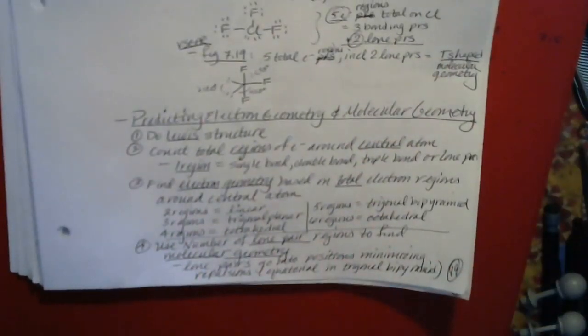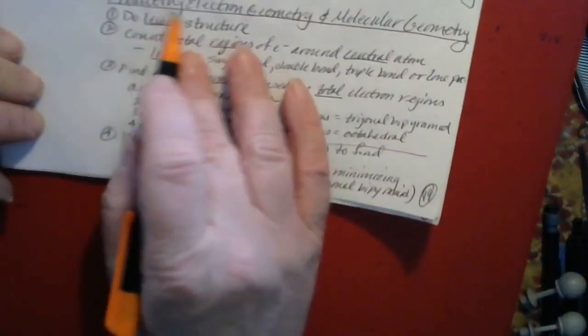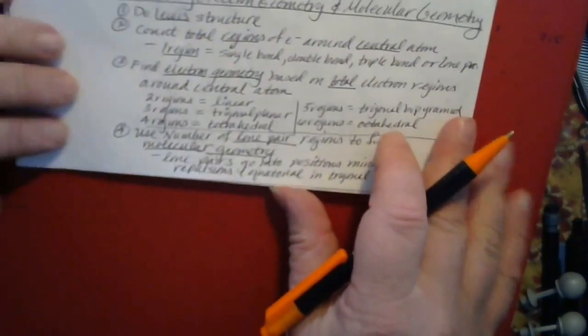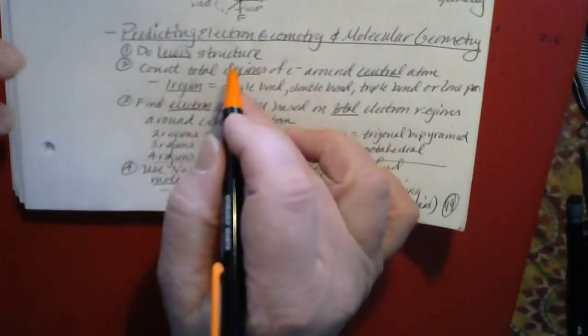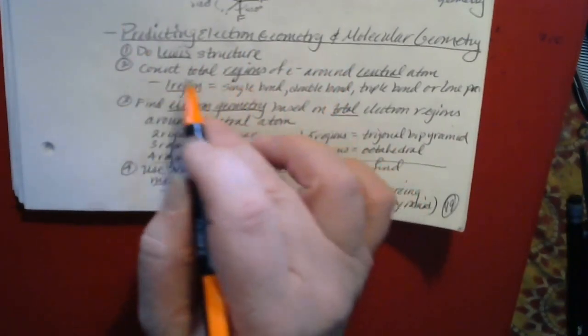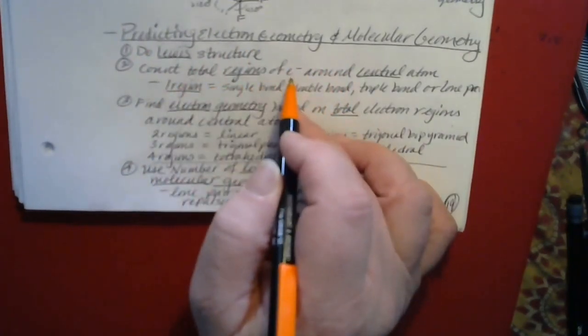Okay, and that's the molecular geometry. So for predicting electron geometry and molecular geometry, there are steps. These are given in the book also, so you can look at it there. First thing you do is you do the Lewis structure for the molecule, as I've done in all of the examples I've shown. And then you count the total regions of electrons around the central atom.